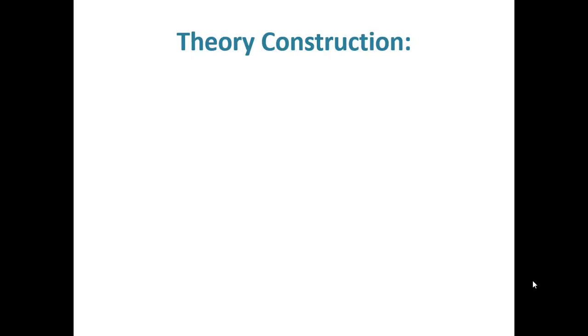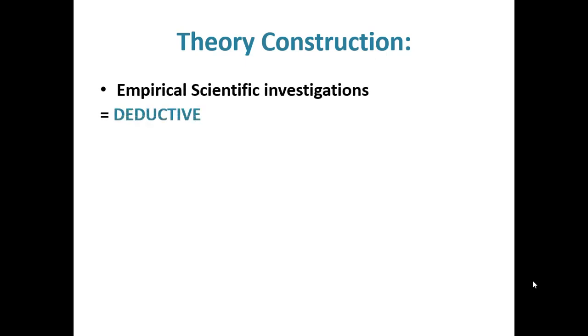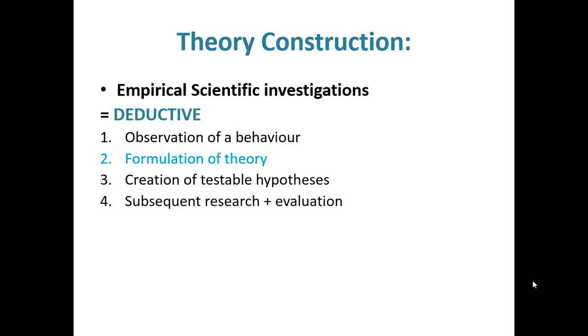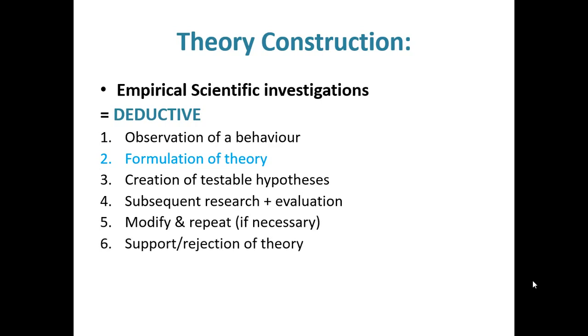The first thing in terms of an experimental method is theory construction. So an empirical investigation can use a deductive method of construction. So a deductive method is where you observe a behavior, you create a theory based on that behavior, you create a hypothesis that you can test, you carry out research to test that hypothesis and evaluate your research, and then you alter your research if necessary and carry out more research. You then are able to either support or reject your theory.